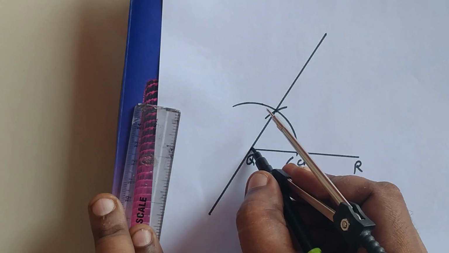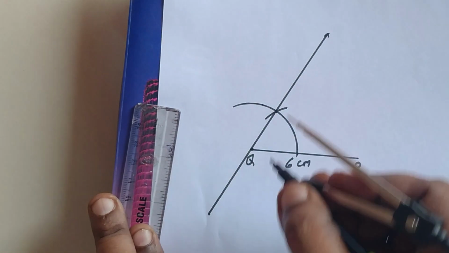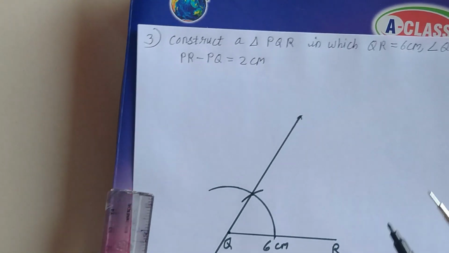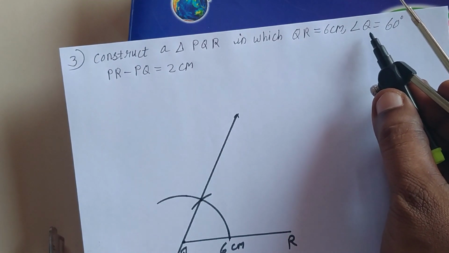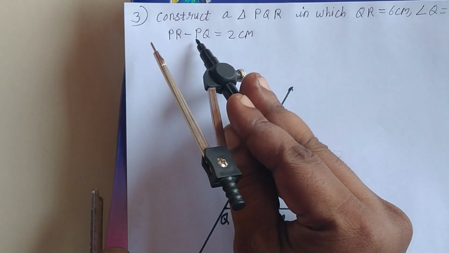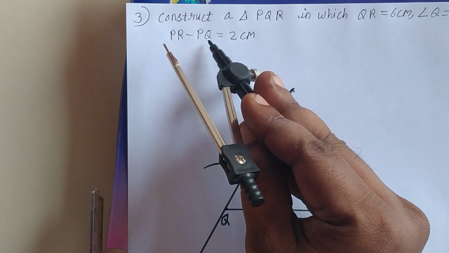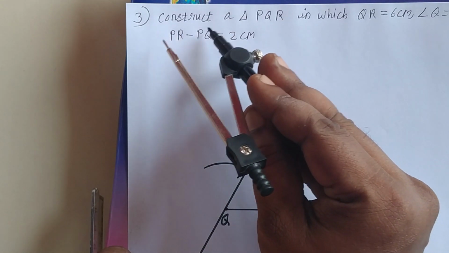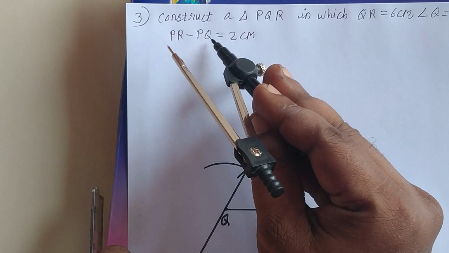See, I am extending, so I am extending down also. Okay, now student, why I extended down? Now see here which angle is given, angle Q, and angle Q is after minus sign. That means the vertex or the side PQ is smaller one.